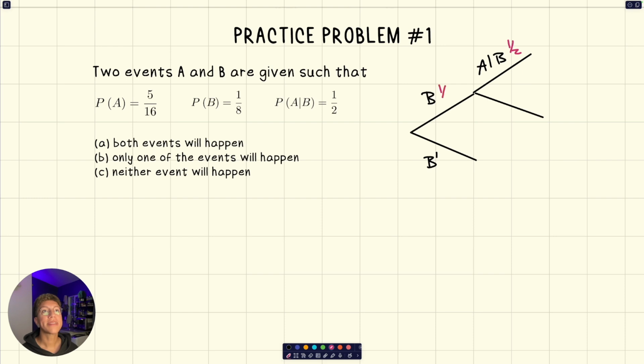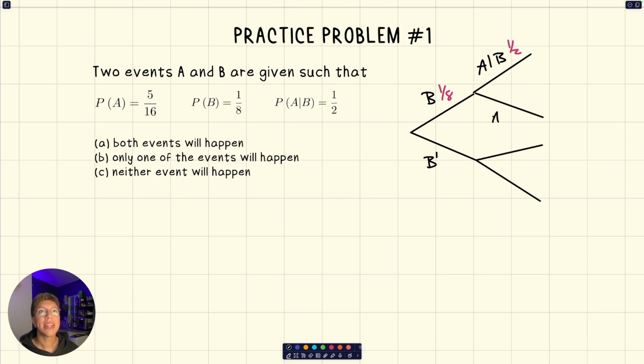Probability of B is 1/8. And then again, this is where tree diagrams are a little awkward. We don't have probability of A in here easily. So probability of A, take a second to think about where that would show up. You remember that the probability of A is all the branches where A occurs. There's two branches where A occurs. We have to add those branches together, and that's going to give us 5/16. So let's go ahead and label these.